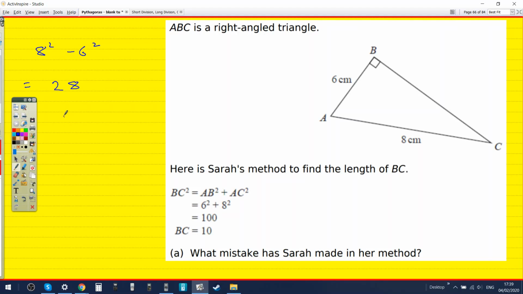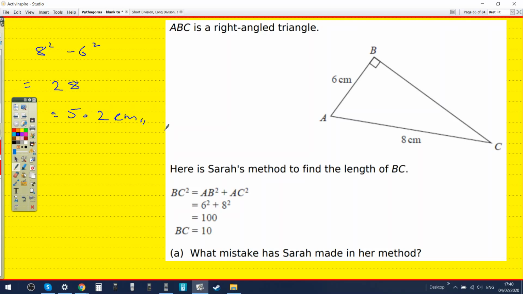Okay. Five point two, boom, 5.2. Yes, centimeters. And so this is what Sarah did. What mistake did she make? She said the answer was 10. Yeah. So it says this pupil Sarah did it this way, but she made a mistake. What mistake did she make?